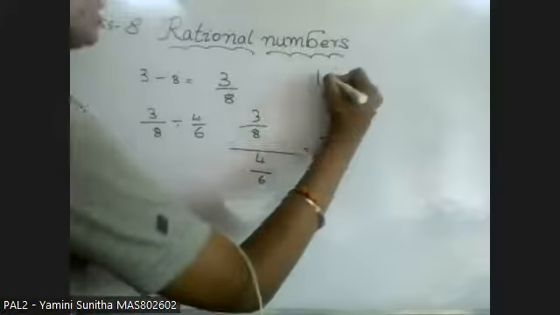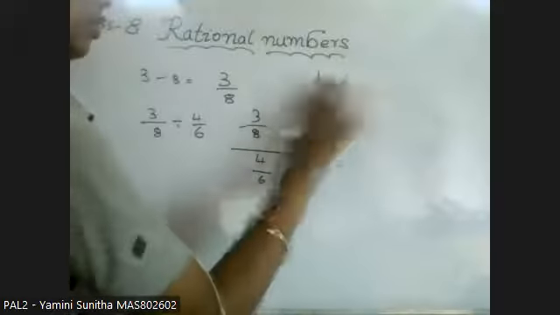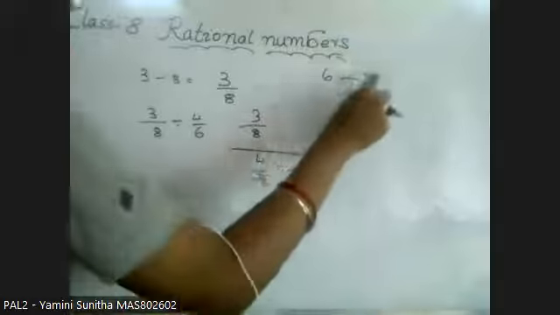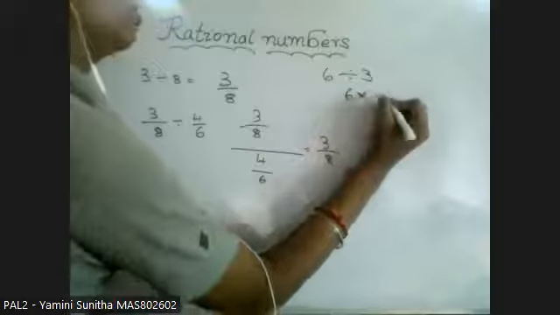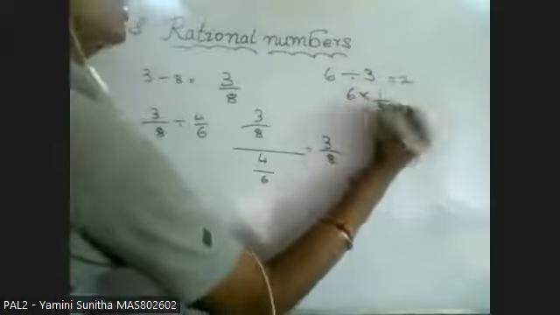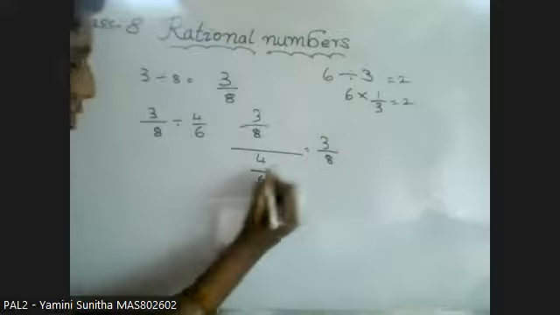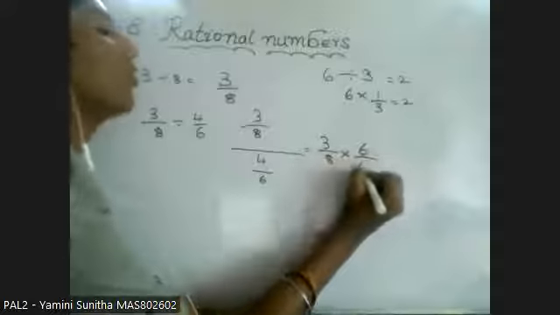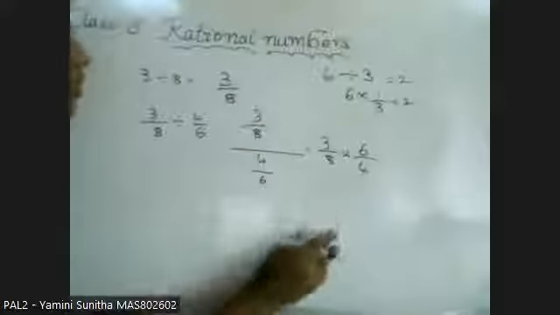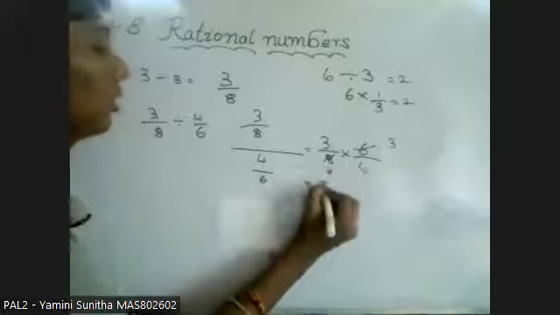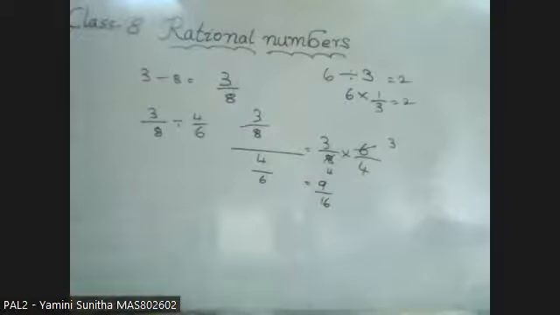Let's take another example, 6 divided by 3. 6 divided by 3 is equal to 6 into 1 by 3. Am I correct? 6 divided by 3 is 2, and 6 into 1 by 3 is also 2. So we can reciprocate the divisor and multiply: 3 by 8 into 6 by 4. Now 2 threes are 6, 2 fours are 8. Now 9 by 60. This is the answer.